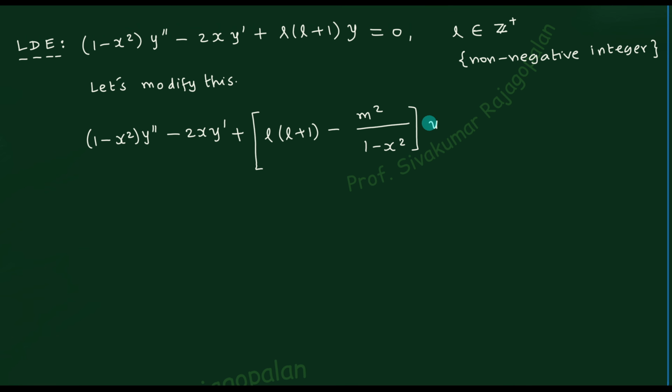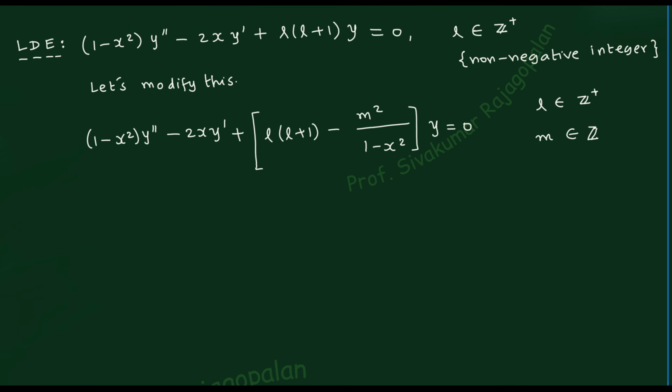We have added one term, which is minus m square by 1 minus x square. The other things are the same. L belongs to positive integers, and m belongs to the set of all integers. It is important that m belongs to the set of all integers, so a negative value is also allowed there. That is the meaning. This is the modification that we are going to do.